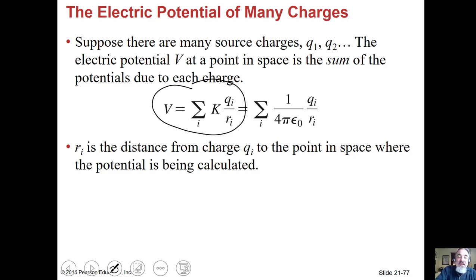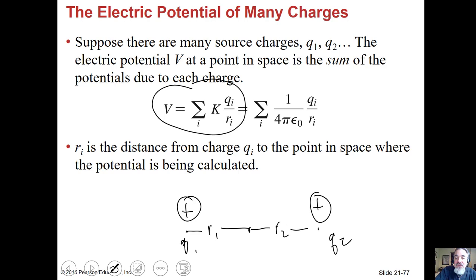So for example, if you had a charge here, let me just call this one Q1, and then you had over here Q2, and you wanted to figure out the voltage at this spot. I'm just picking a random spot. This distance would be R1. This distance would be R2, and then the total voltage would be just add those up. So this would be K Q1 over R1 plus K Q2 divided by R2. And there could be more. I'm just giving an example of this formula.